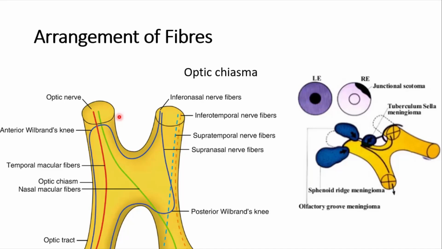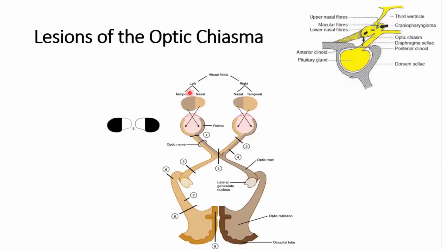It would be the supratemporal visual fields. So we have a supratemporal field defect in the right eye. Now, this is called the junctional scotoma of Traquair, when the anterior knee of Wilbrand is getting affected. Similarly, we also have a posterior Wilbrand's knee, but that does not have much clinical significance because it is not going too much into the optic tract. The supranasal fibers go like this. So this is with regards to the chiasmal lesion.